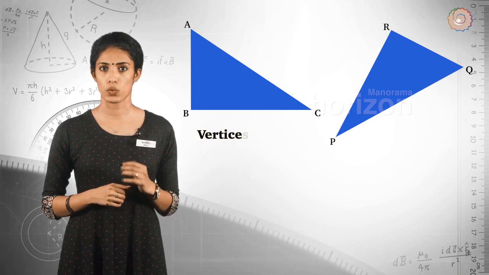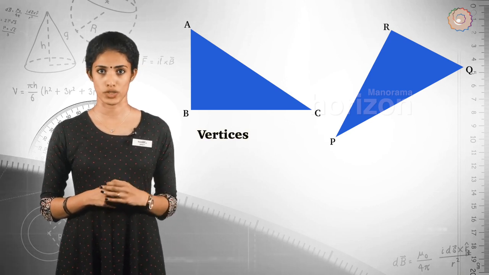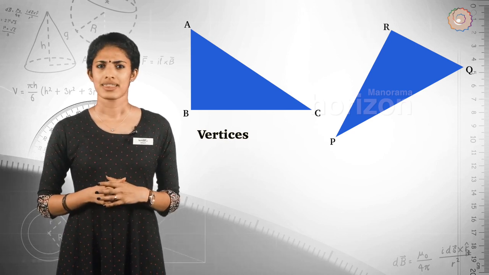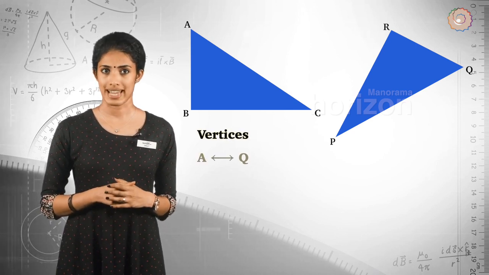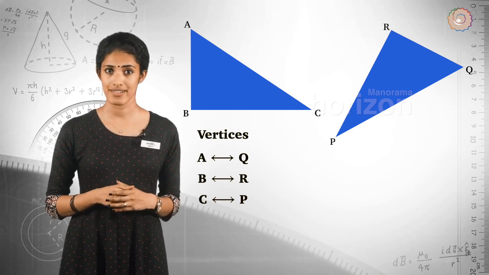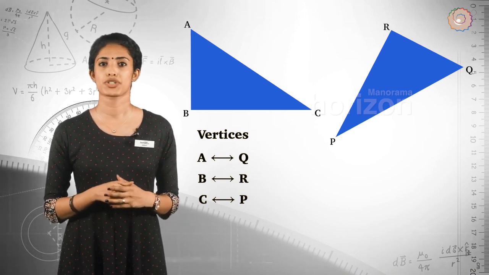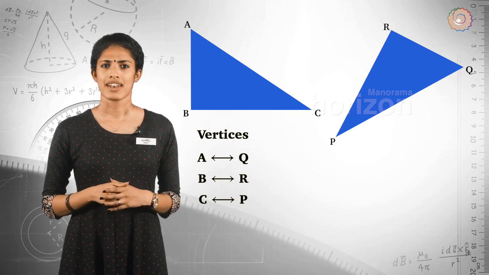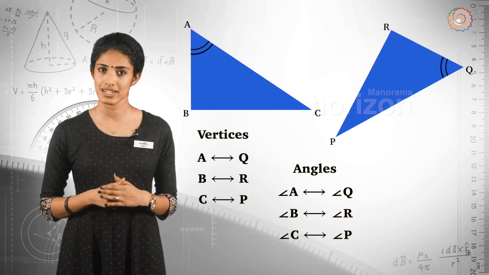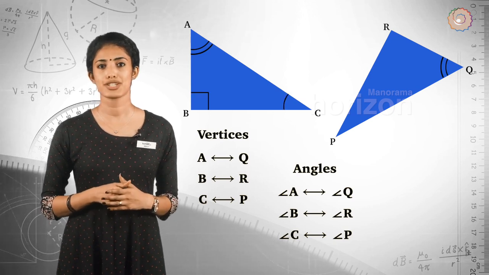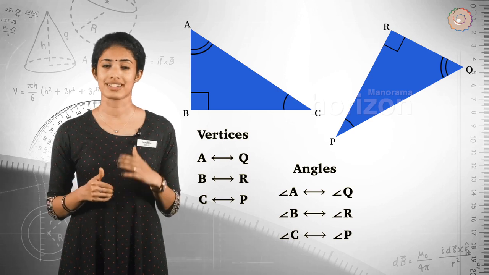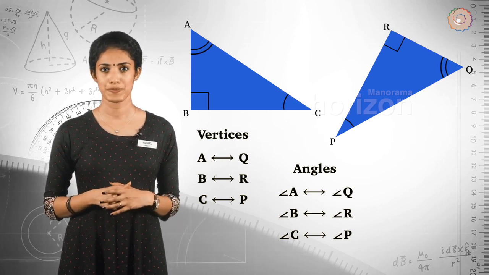These points are called the vertex, which is so called when two or more lines or edges meet. Therefore, we can write vertex A corresponds to vertex Q, vertex B corresponds to vertex R, and vertex C corresponds to vertex P. Now, looking at the angles, angle A corresponds to angle Q. Similarly, angle B and angle C correspond to angle R and angle P. Since the triangles are congruent, the corresponding angles must be equal.